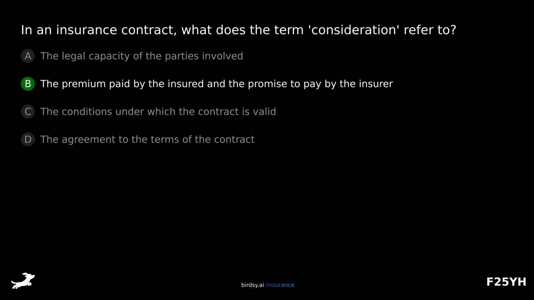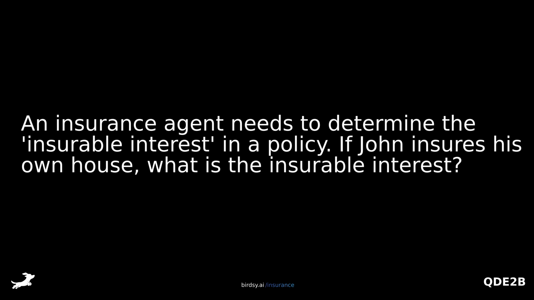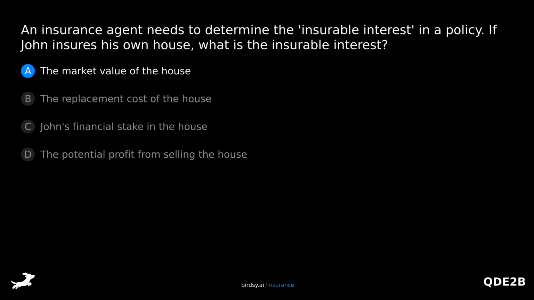An insurance agent needs to determine the insurable interest in a policy. If John insures his own house, what is the insurable interest? Is it A, the market value of the house? B, the replacement cost of the house? C, John's financial stake in the house? Or D, the potential profit from selling the house? The answer is C, John's financial stake in the house.